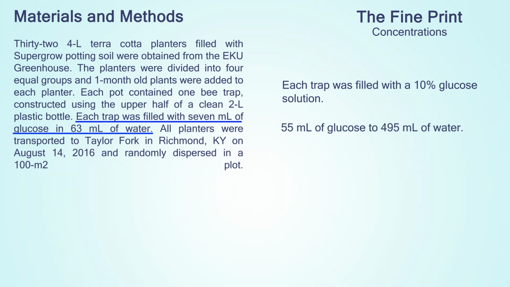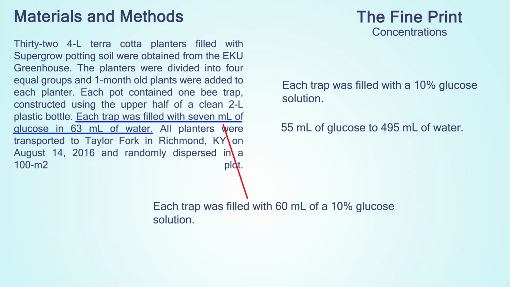There is one more thing that is missing. My first question is, how much of this glucose solution was added to each trap? Our final corrected sentence is: each trap was filled with 60 milliliters of a 10% glucose solution.